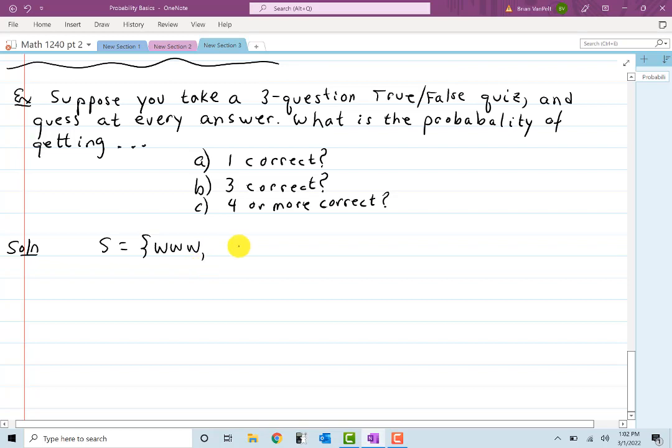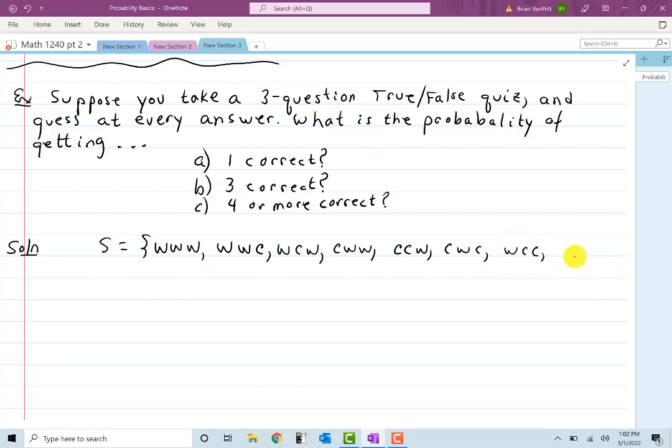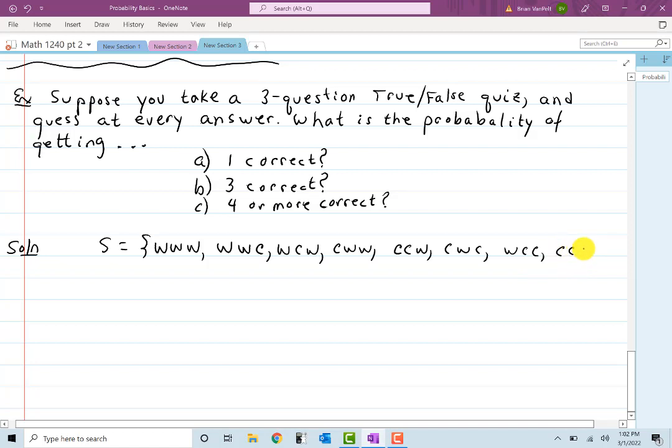Next, we could be right in one of the questions. So I could have wrong, wrong, correct, or I have wrong, correct, wrong, or I have correct, wrong, wrong. Those are the 3 possibilities with exactly one correct answer. Now, what about 2 correct answers? Here we could have something like CCW, CWC, or WCC. Those are all the ones where you have exactly 2 correct answers. And then finally, you have CCC, which is all 3 of them.